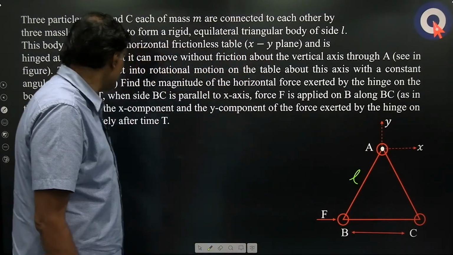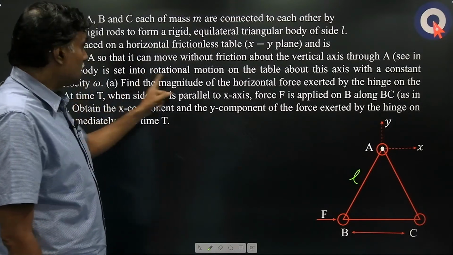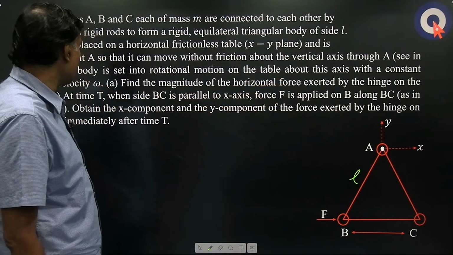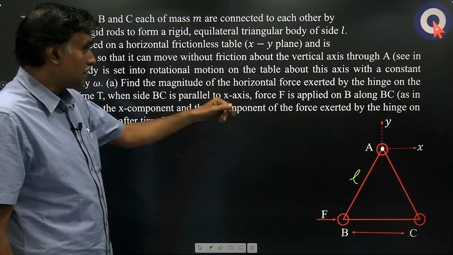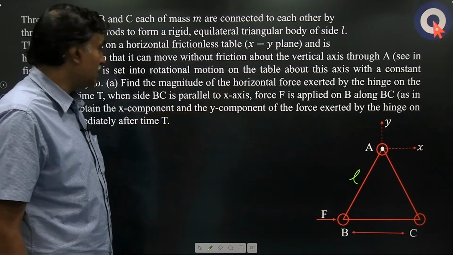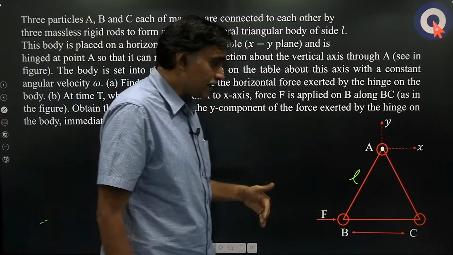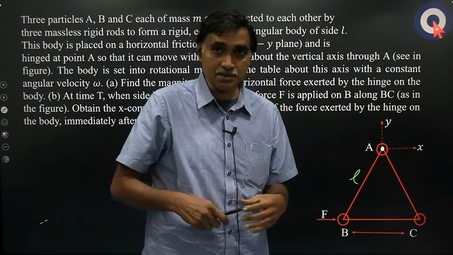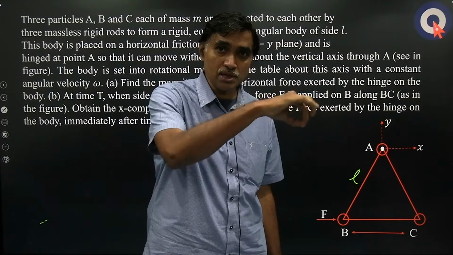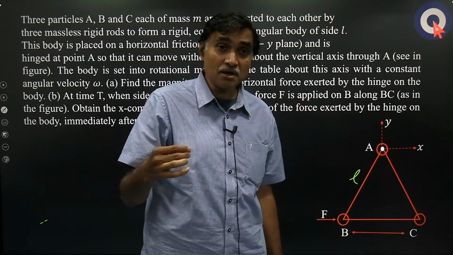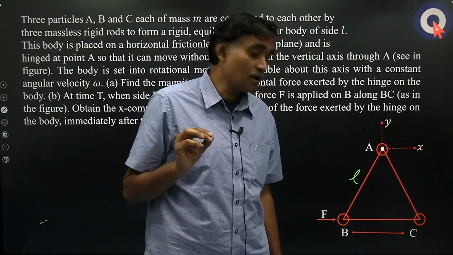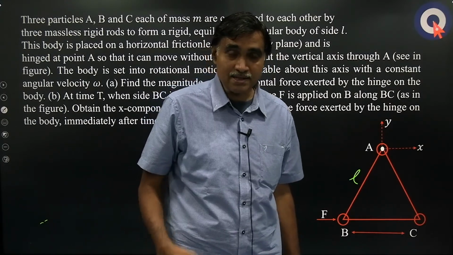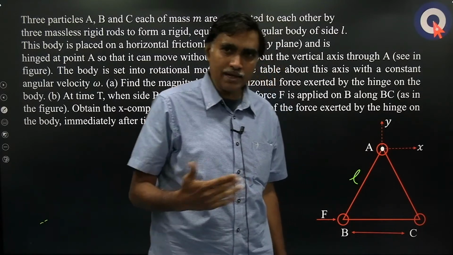But in this question, they have given the body is set into rotational motion on the table about this axis with a constant angular velocity omega. Then what is the horizontal force exerted by the hinge on the body? Then what is the net external force on the system? When a body is rotating, different points will have different accelerations, and the center of mass of the system also moves in a circle. Net external force on the system is equal to total mass into acceleration of center of mass. Acceleration of the center of mass, radial and tangential, you have to find.